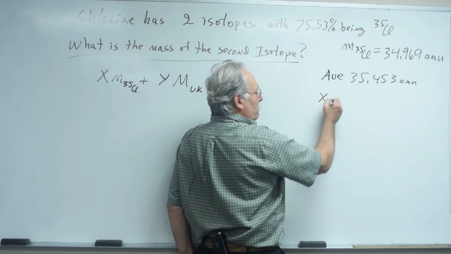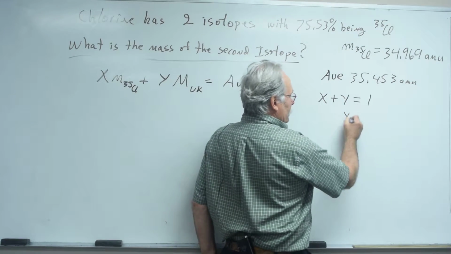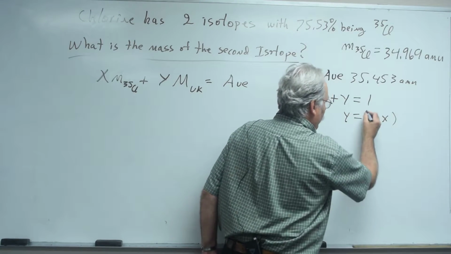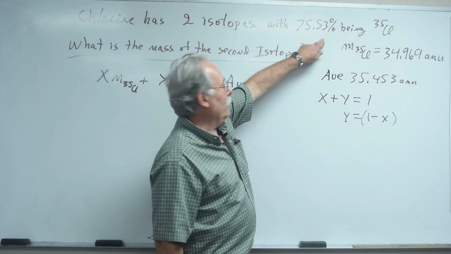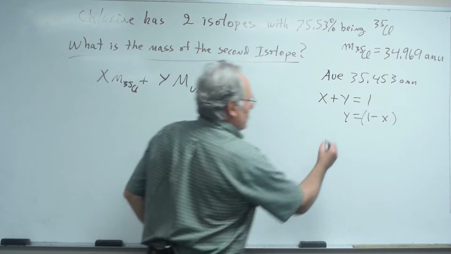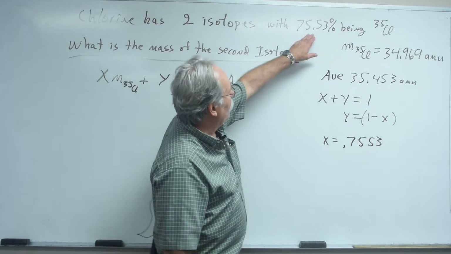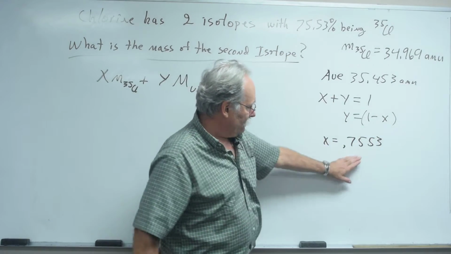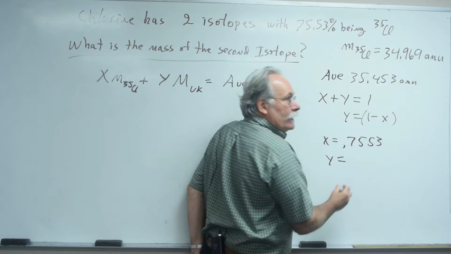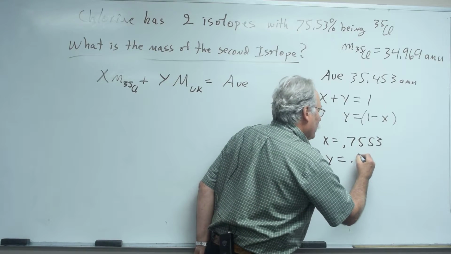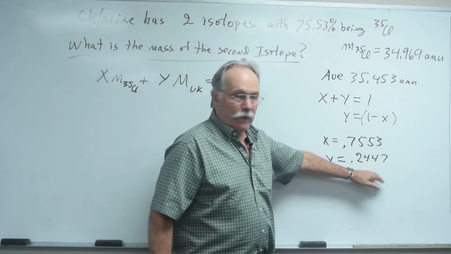And we know that the fraction of one plus the fraction of another is equal to 1. And therefore, the fraction of the second isotope is 1 minus x, the first isotope. Okay? Now, if the first isotope is 75.53% chlorine-35, the fraction is 0.7553, so x equals 0.7553. 1 minus 0.7553 is equal to the fraction of the second isotope, which is 0.2447.